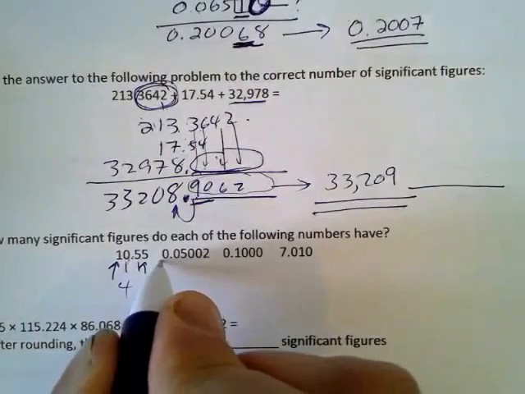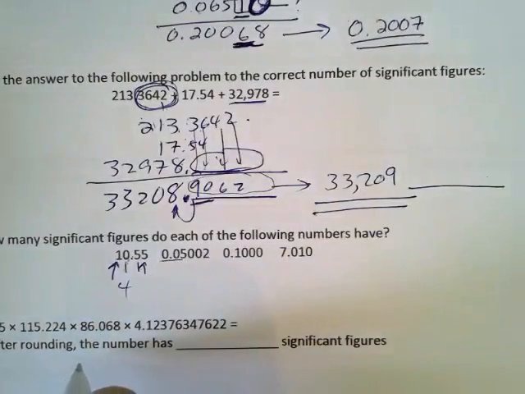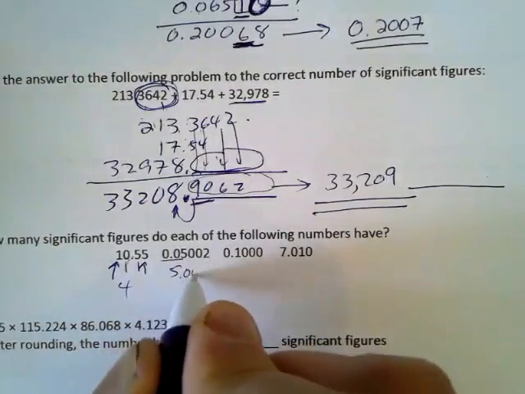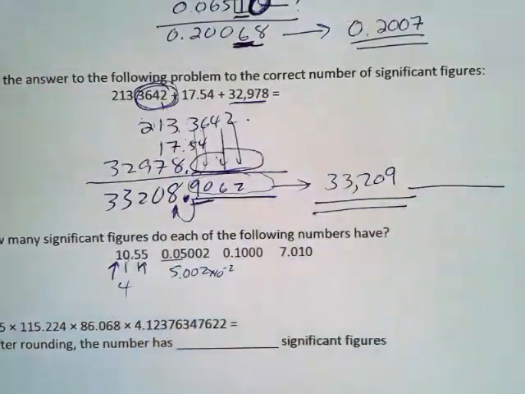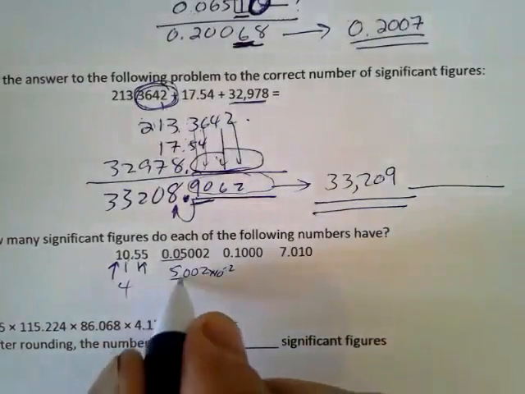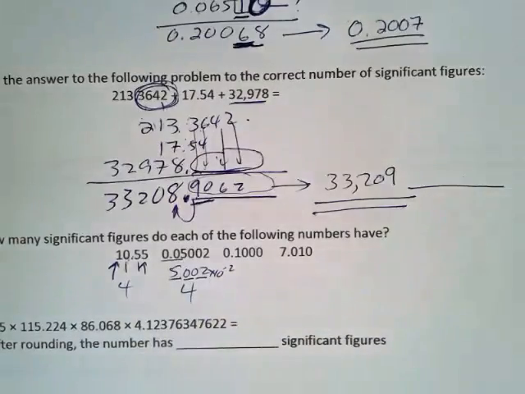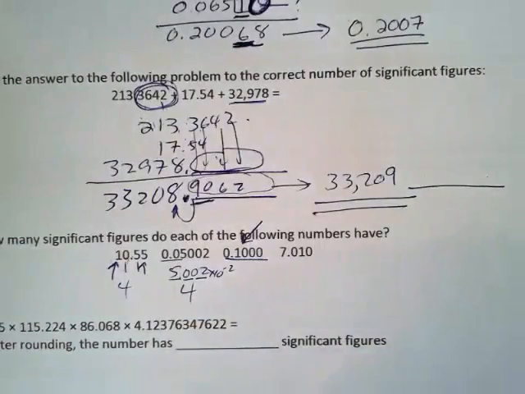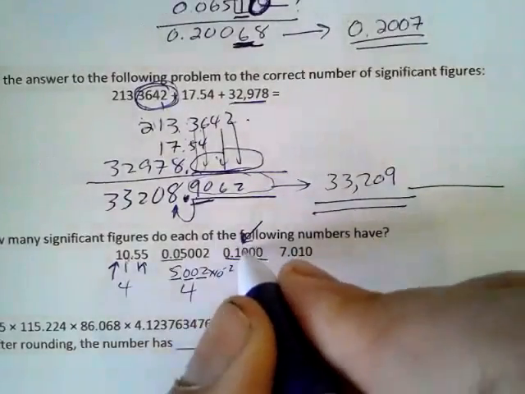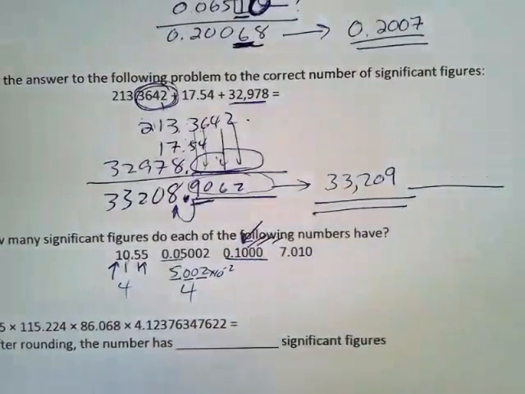This one, the initial zeros are simply placeholders. We could rewrite this as 5.002 times 10 to the minus 2. And therefore, this only has 4 significant figures. This one, the 1 is the first non-zero digit of significance. And then we have 3 trailing zeros, all of which are significant.